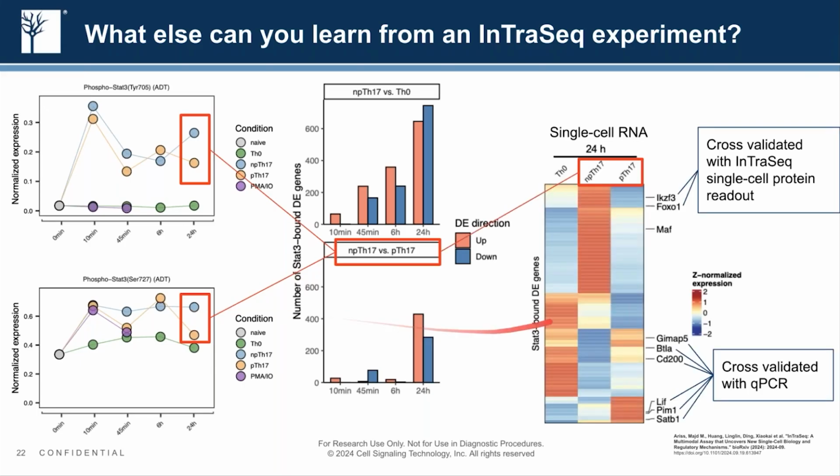Now, here on the right side, we're showing a heat map focusing on the 24-hour time point, looking at the RNA expression between those 3 samples: the Th0, non-pathogenic, and pathogenic. It's just a visual representation showing that there are indeed certain RNA transcripts that are upregulated in the non-pathogenic compared to Th0 and in the pathogenic sample. And because we have certain targets that are already in the InTraSeq panel, we cross-validated that change at the protein level also using our InTraSeq panel.